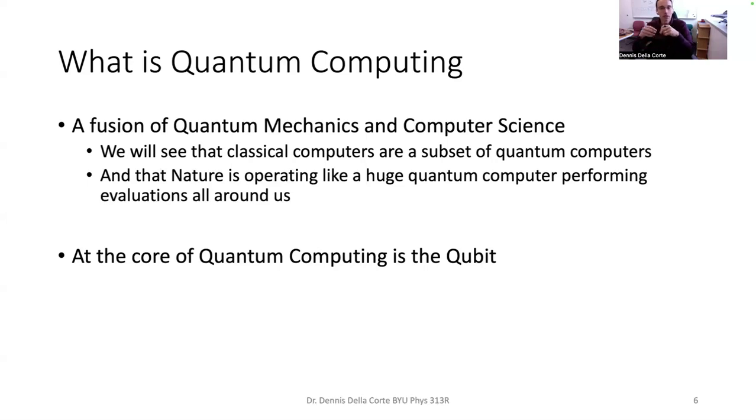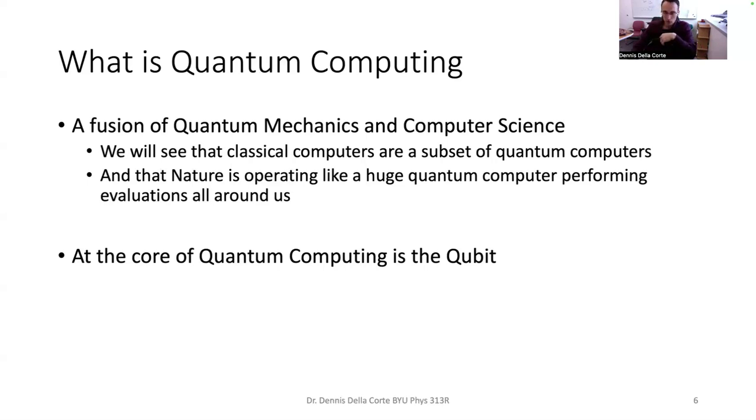And so what we're going to see throughout this course is that while computer science and classical computing are super useful, they're actually just a subset of the more general form of computing, which is quantum computing. And we will see, for example, that the smallest units of computation, which is called the bit in classical computing, is just a special case of the quantum computing smallest unit, which is the qubit.